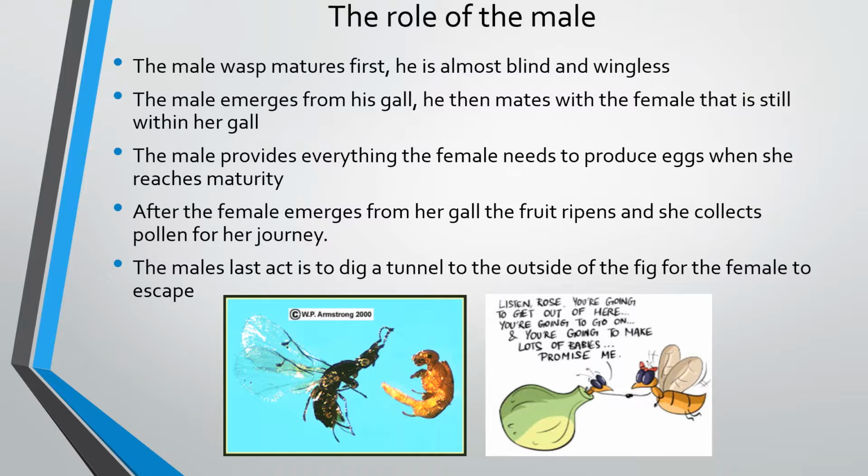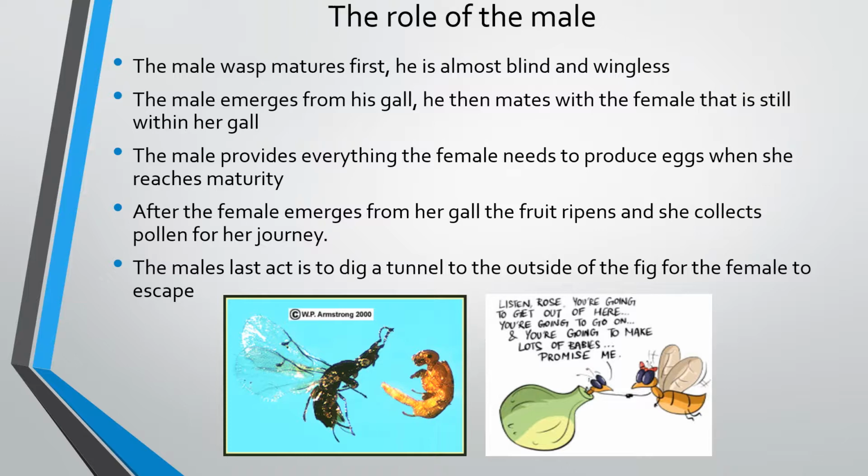The role of the male wasp is pretty simple. He comes out of his gall first, so he's mature first, and he's almost blind and wingless. He emerges from his gall, and then he mates with the female that's still in her gall. The male gives the female everything she needs to be able to reproduce when she reaches maturity. After the female emerges from her gall, the fruit ripens and she collects the pollen for her journey, which we talked about in the last slide. The only other thing the male does other than reproduce with the female is dig a tunnel to the outside of the fig for the female to escape to go pollinate another fig.